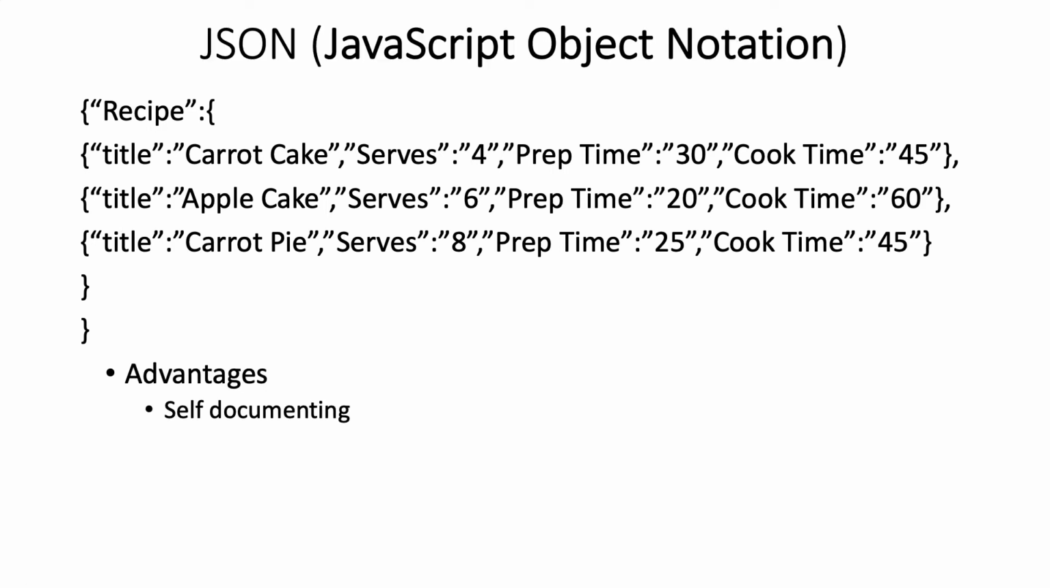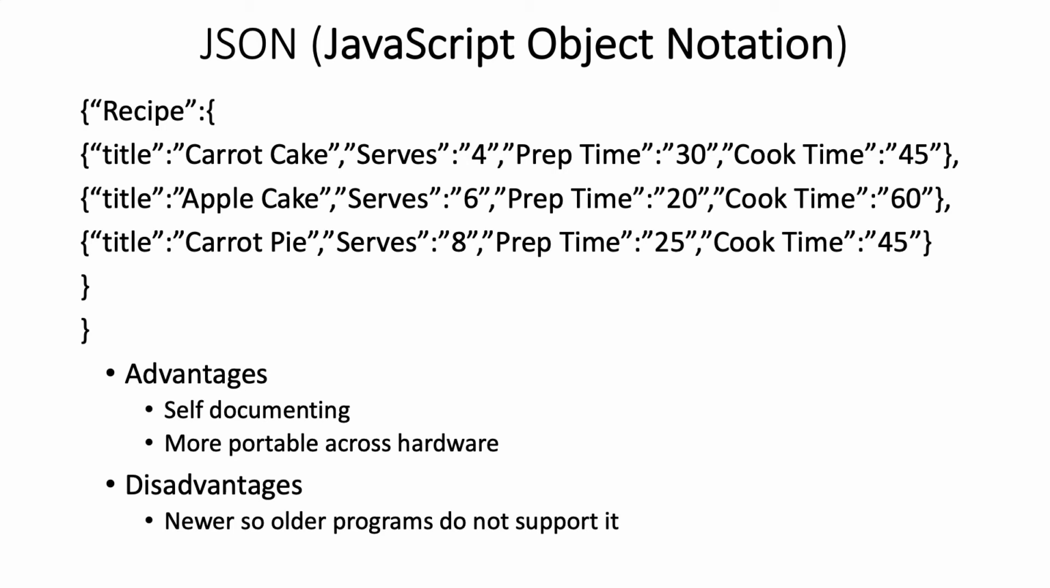JSON stands for JavaScript Object Notation, and it's really come in as we've gotten to HTML5 and as we're talking about more and more web-based things. The world is really moving toward this in a big way, but it's self-documenting because you know that the table name is recipe, you know that the first field's name is title. It's more portable across hardware. The disadvantages are it's newer, so that older programs do not support it, and no easy way to do random access.